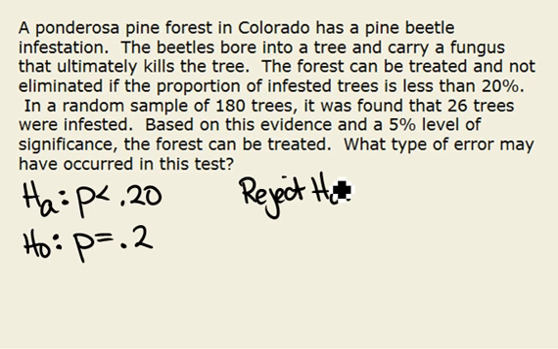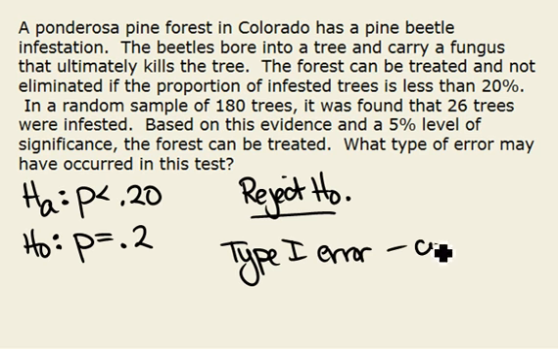There's two types of errors when you're doing a hypothesis test: rejecting the null when the null is really true, or not rejecting the null when the null was really false. In this problem, because we rejected the null, the type of error that we could have made is rejecting the null when the null is really true, and that is called a type 1 error.